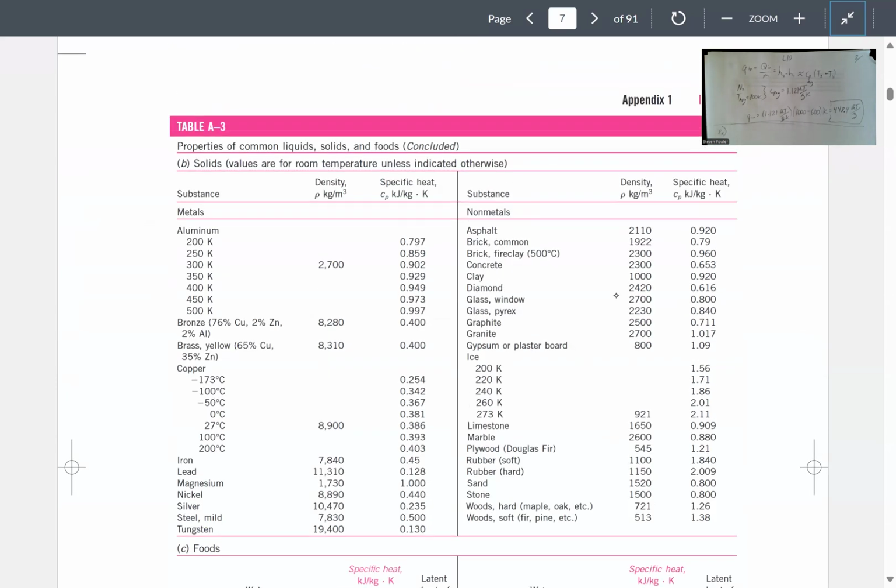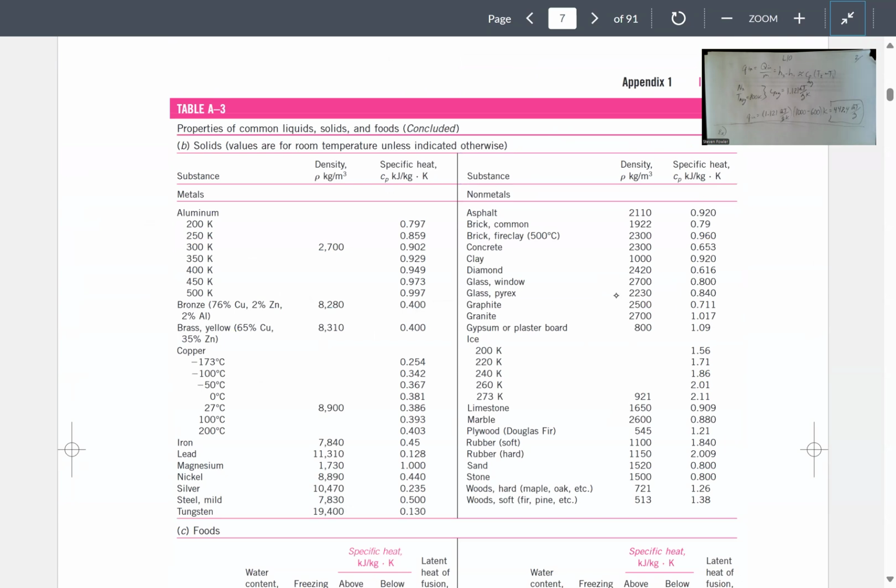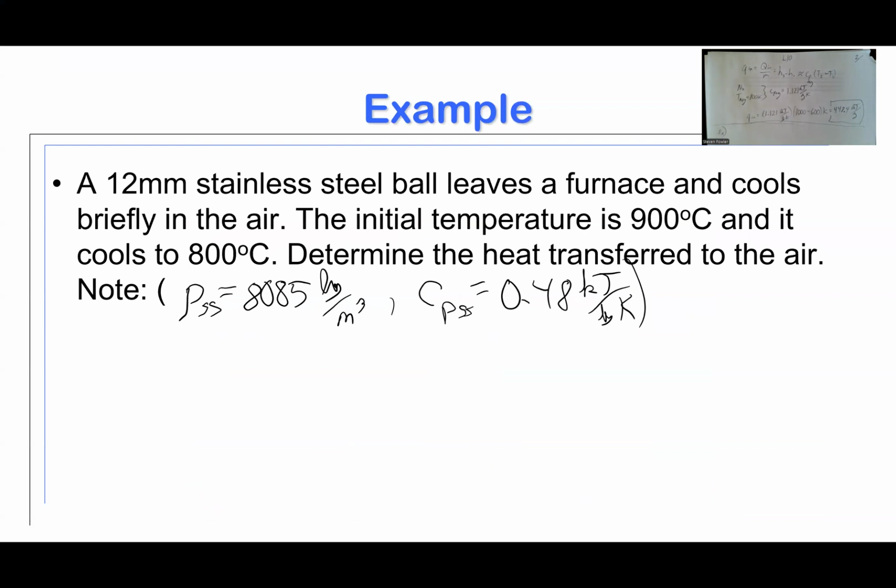Now, if they didn't give that to me, you do have in your textbook table A3. Table A3 is common properties for liquids, solids, and some foods. And notice you've got down here a value for steel, mild. That's not stainless steel. We have to add some additional metals to stainless steel to make it a non-corrosive alloy where it resists corrosion. But you can see these values here. About 8,000 is my density and about 0.5 is my specific heat. We're pretty close to that. Stainless steel is, again, kind of an alloy of steel, so we should expect similar properties.